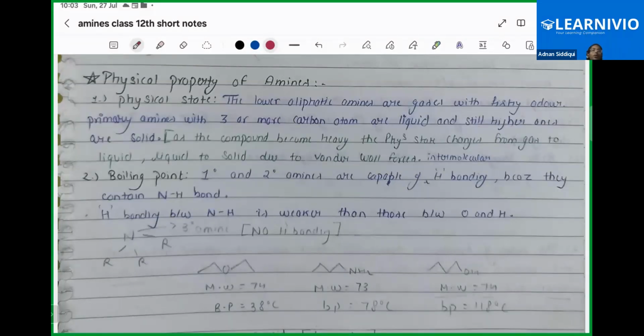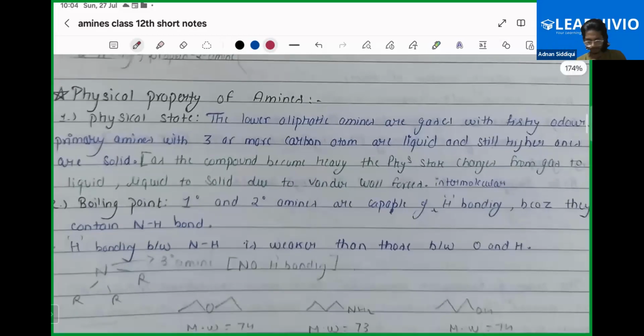Less number of carbon, like small compound. So it is less number of aliphatic amines. What does aliphatic mean? Aliphatic means a chain, not a ring. If you have a chain, then it is aliphatic. If you have a ring sort of structure, you call it aromatic.